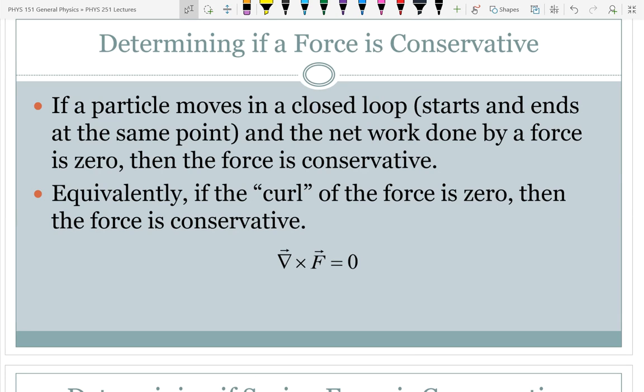An equivalent, but much harder thing, is the curl. If the curl of the force is zero, then it's conservative. Now that one is a mathematical one. It doesn't require you to make a contrived path, but it's usually going to be harder to do. More math. So we will actually be doing that in just a moment. By just a moment, I mean on the next slide.